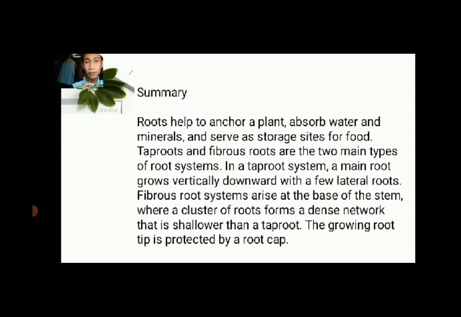First, taproots and fibrous roots. In a taproot system, the root grows vertically downward with a few lateral roots.